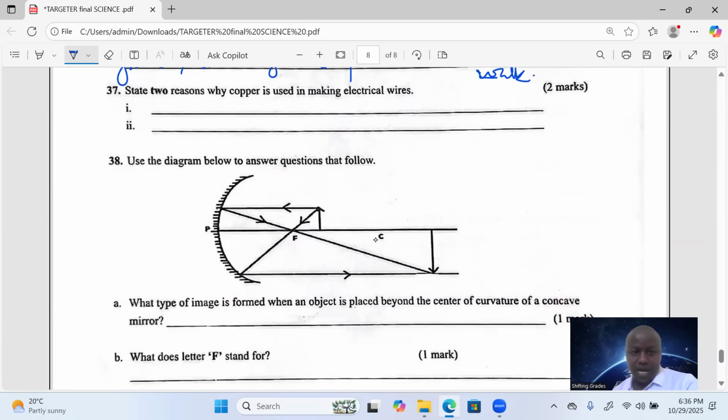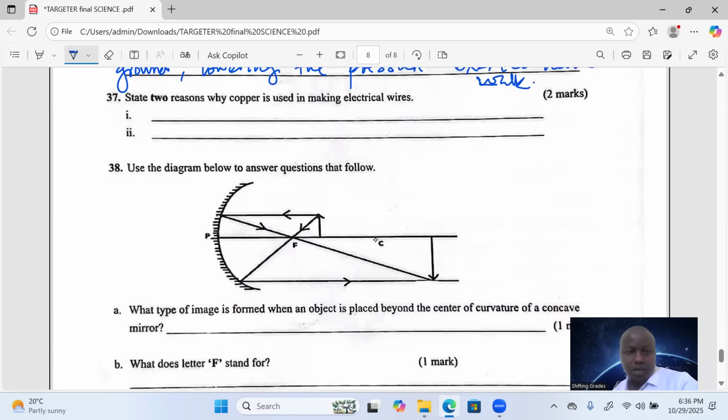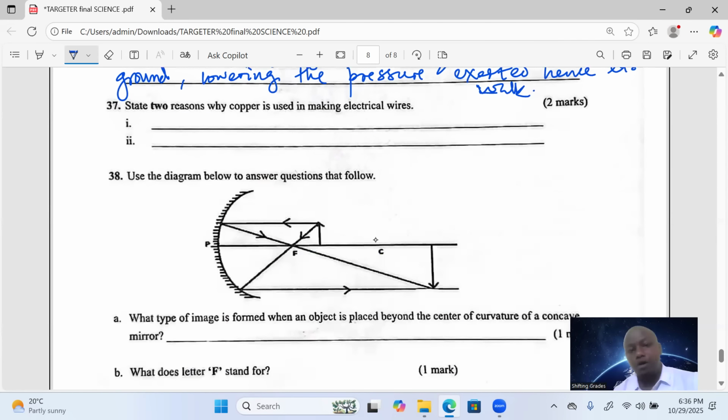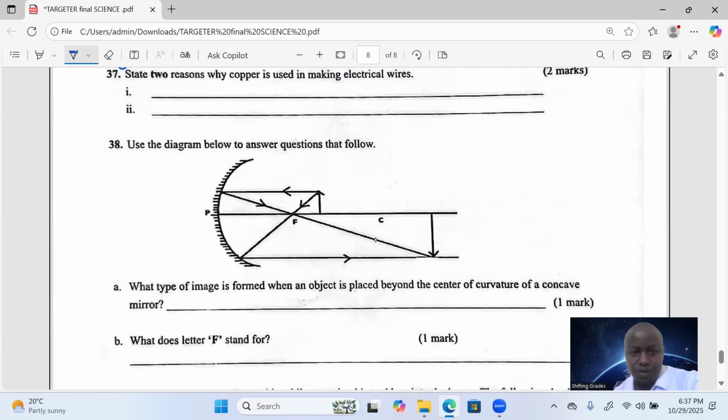All right, look at number 7, ladies and gentlemen. Two reasons why copper is used in making electrical wires. One, copper is a good conductor of electricity. It's also ductile, making it easy to stretch into thin wires. So for the thin wires required, copper is good because it's ductile. It's also cheap, so it's preferred.